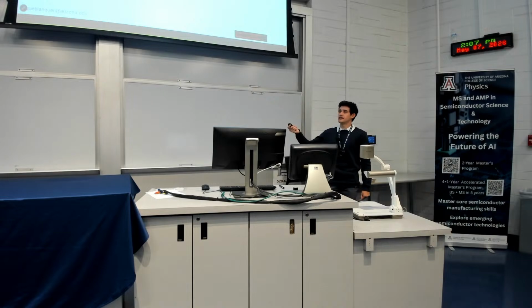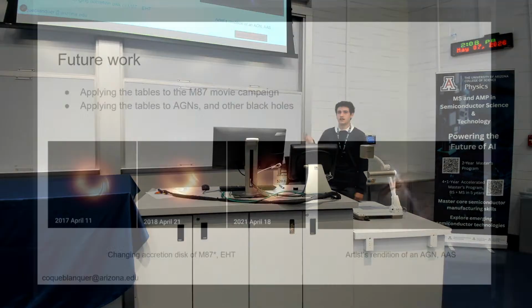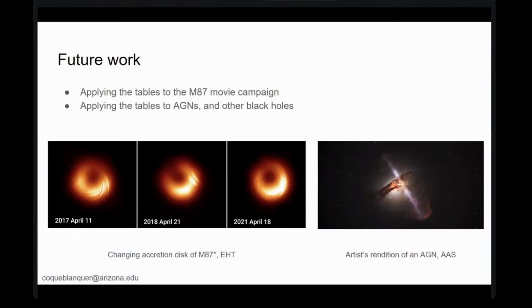This project will make SED calculations much easier to work with. Some of the most immediate applications are using it for the current ongoing M87 movie campaign that the EHT is producing right now. They are examining how the accretion disk and the magnetic field of the black hole M87 change over time. So you can see 3 snapshots of M87 at different years. And also using it to model AGNs, active galactic nuclei. AGNs are the supermassive black holes at the center of galaxies, which have really bright accretion disks, and they can also be studied through these processes.